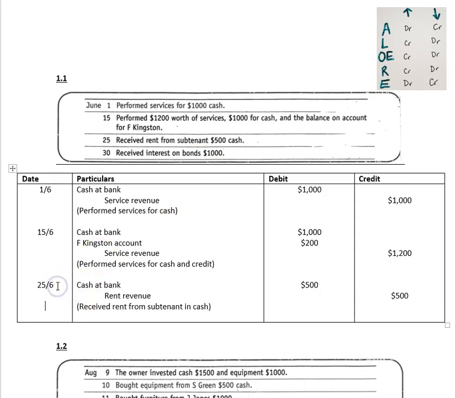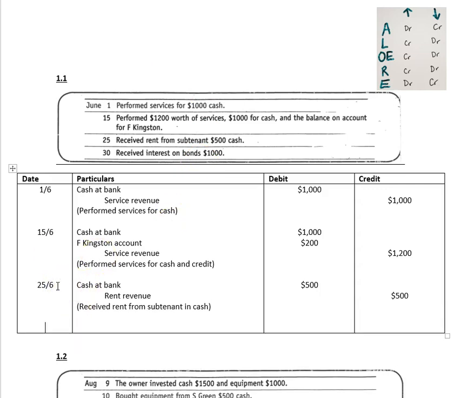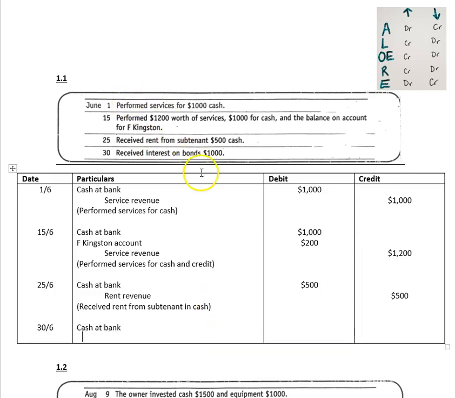Okay, and our very last journal entry for this one, don't forget to rule off, is we received interest on bonds. Now, anytime we're earning money, it's revenue. So this one's going to be cash at bank. And what kind of revenue are we earning? Interest revenue. So that's going to go up $1,000.